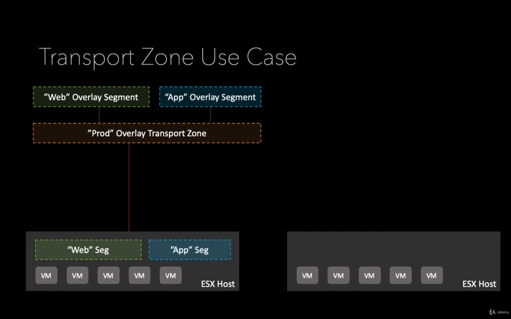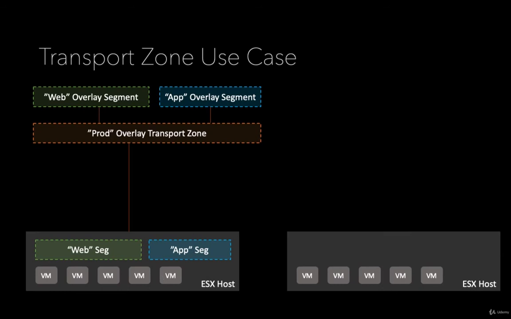So let's take that a step further. Let's create another segment now that we already have a transport zone created. I create this app overlay segment, I connect it to the transport zone. Because the host is already added to the transport zone, that segment automatically appears here. This would basically continue. If I added another segment, it would automatically populate and now those VMs could use it.